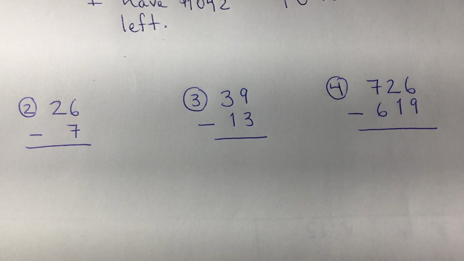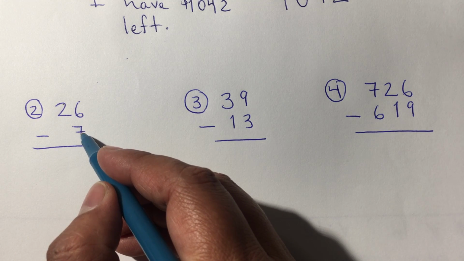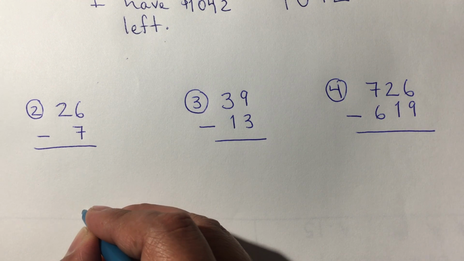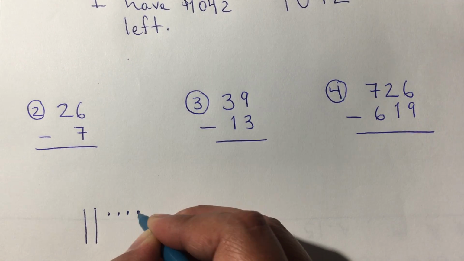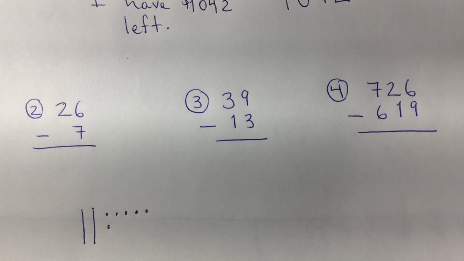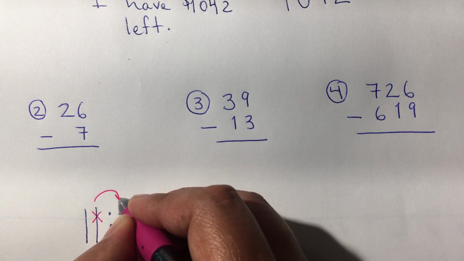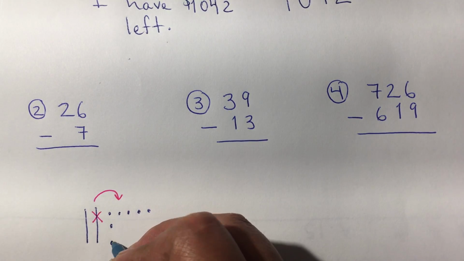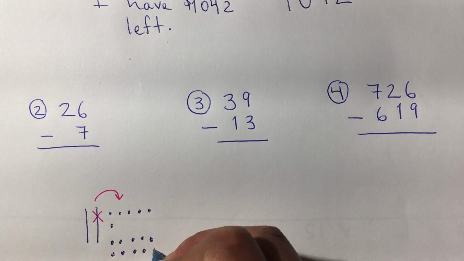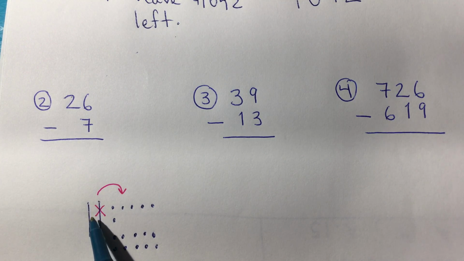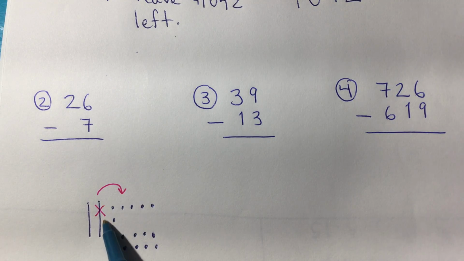For number 2, it says 26 minus 7. In here, if we have 6, we cannot take away 7. Okay, how would this look with the model? 10, 20, 21, 22, 23, 24, 25, 26. Take away 7, I cannot, so I'm going to regroup, meaning one of those 10s, I'm going to exchange it for 10 ones. So 1, 2, 3, 4, 5, 6, 7, 8, 9, 10. So now, instead of having 2 tens and 6 ones, I have 1 ten and 16 ones.